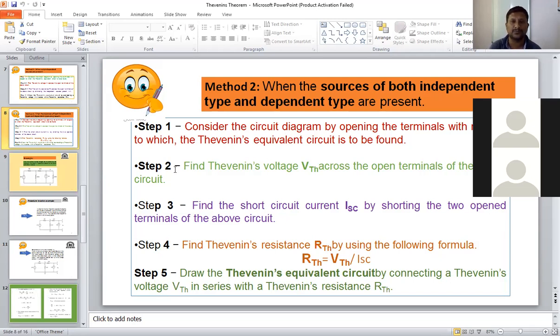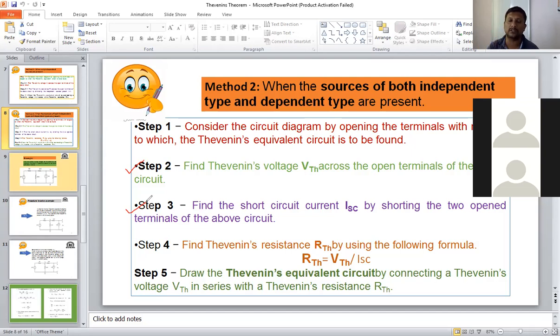Step 2: find the Thevenin voltage VTH across the two terminals of the above network. So you have to find the open circuit voltage between A and B. We have already solved examples based on type 1, so you know how to find VTH. Now step 3. Compared with method 1 or type 1, where step 3 is directly calculating RTH, the equivalent resistance between two terminals, here you cannot find the equivalent resistance, because a dependent source cannot be made short or open.